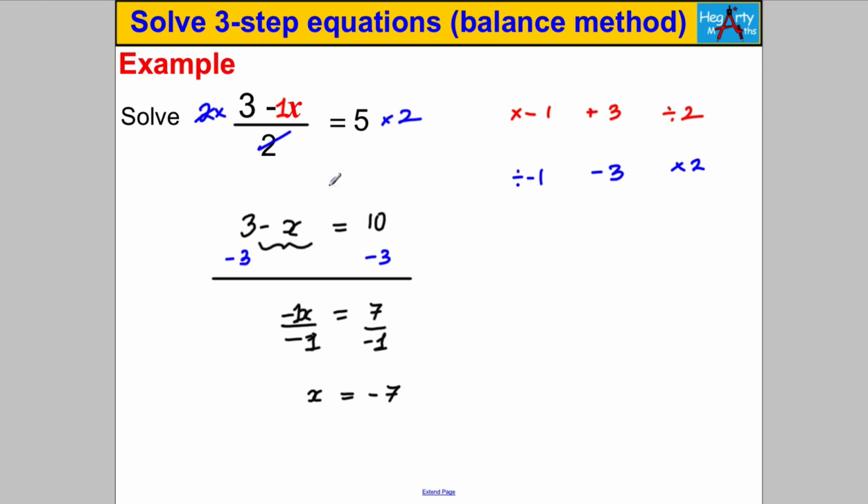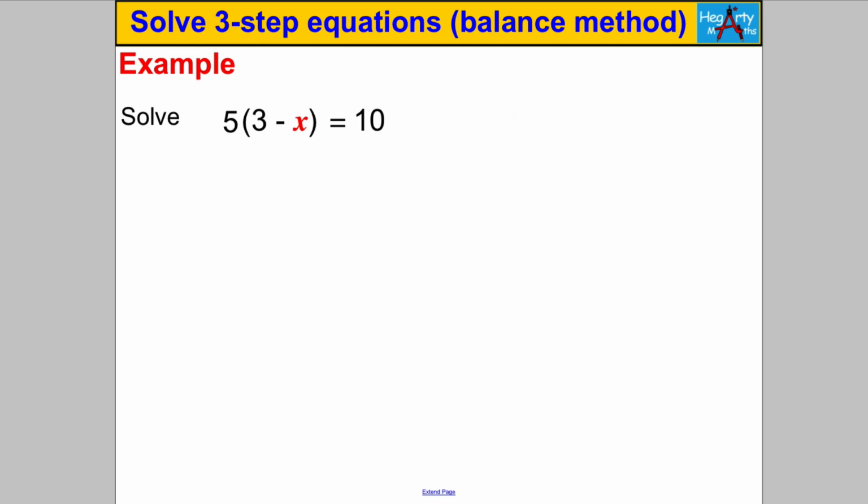And before I go on, let's just double check that works. 3 subtract negative 7 is like 3 add 7, which is 10. 10 divided by 2 is 5. I indeed got the right answer. Next one, pause, have a go.